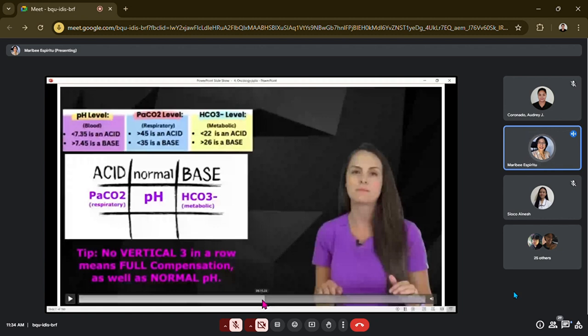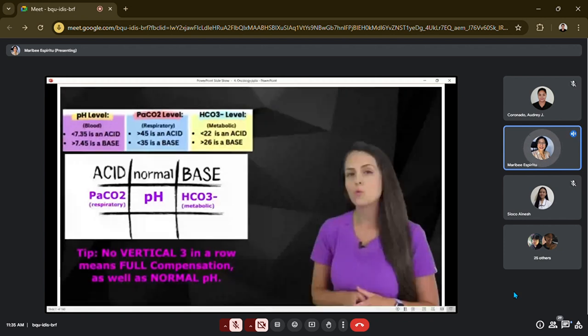Sa lahat, hanapin nyo yung pH. If the pH is within normal levels, lagay nyo dun si pH sa normal. Kunyari, ang binigay na value is 7.4. So, that's normal. Lagay nyo yung pH sa normal.